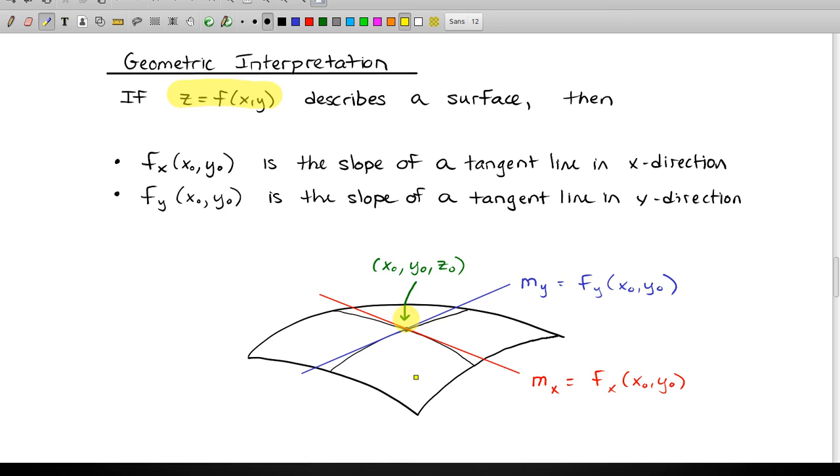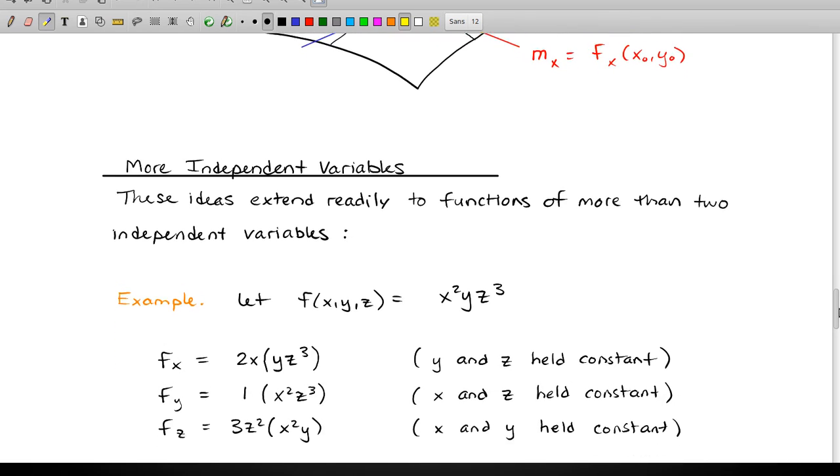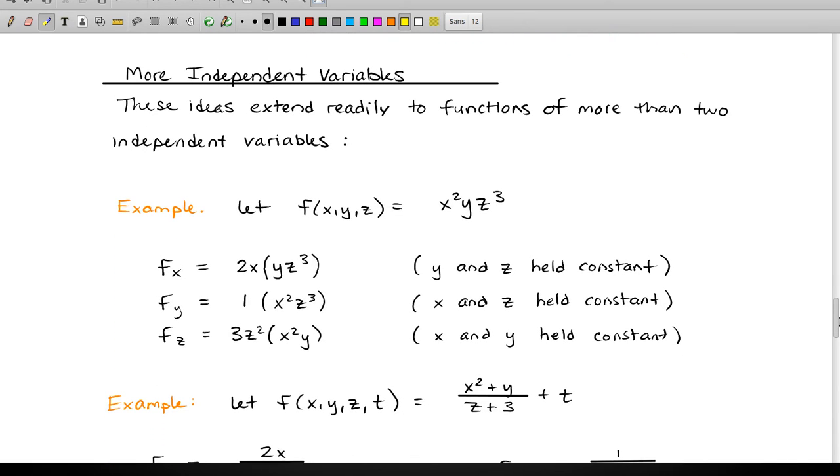We'll talk in the next lecture about how these two tangent lines can be used to create what's called a tangent plane, but that's the topic of another short lecture. So that's a geometric interpretation. What else can we talk about before we do some more examples? The ideas extend to higher dimensions, okay?